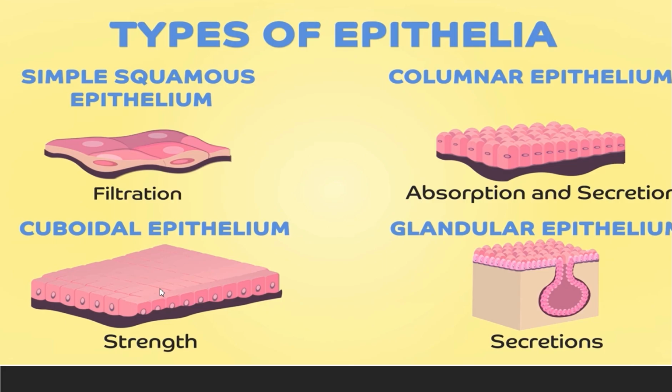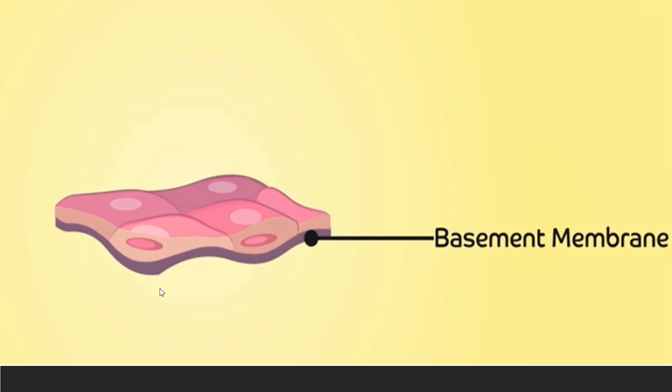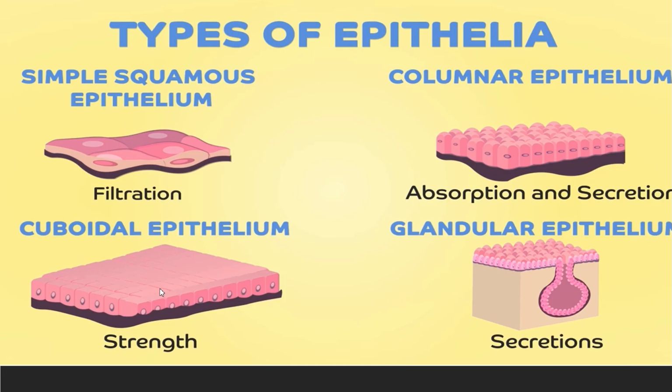Okay, so getting back to the types of epithelia, in order to study them, let us take a simple example. So we have a basement membrane in front of us. Now, depending upon the function, let's classify them. So we have, firstly, the function of filtration. What kind of structure should be present according to you? Yes, it needs to be a very flat surface. So this type of epithelium is referred to as simple squamous epithelium.